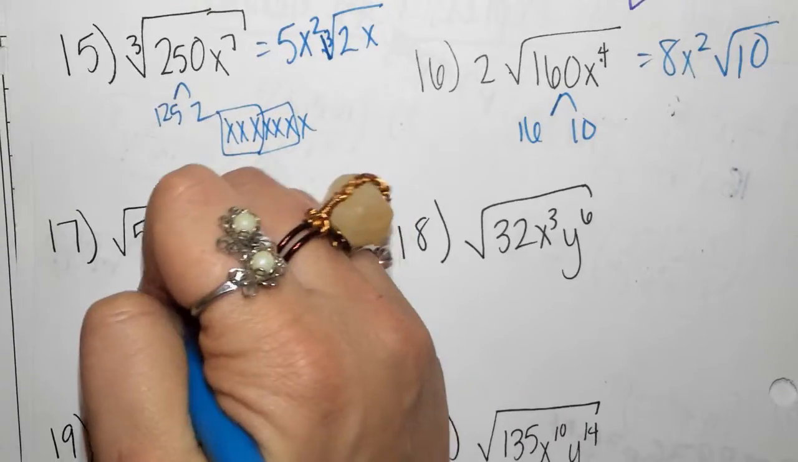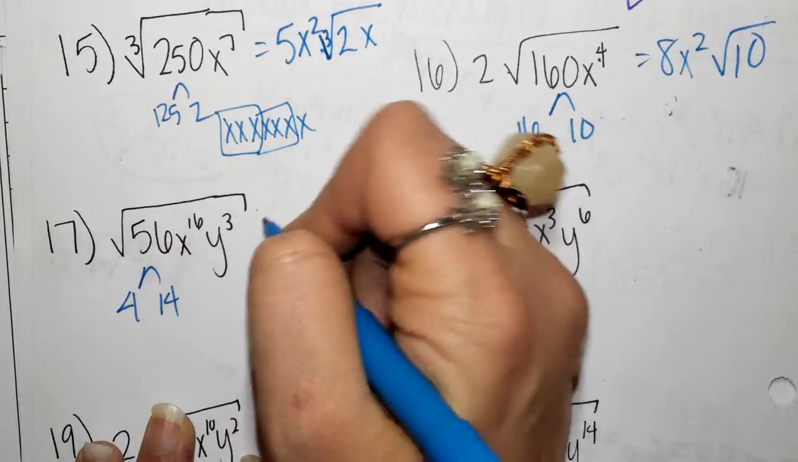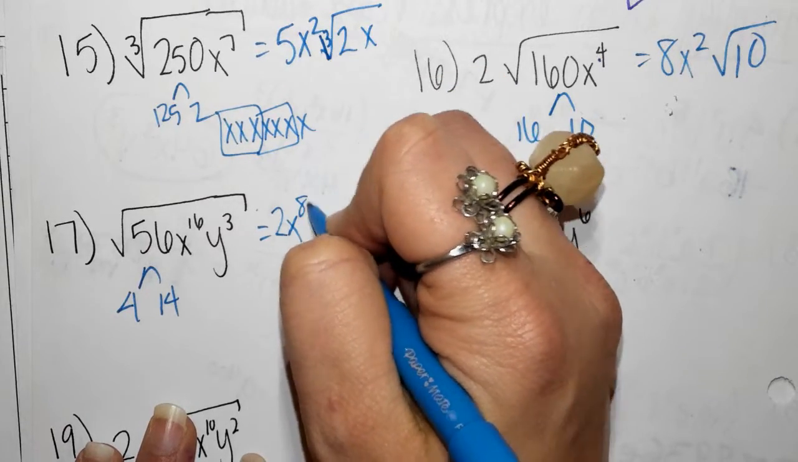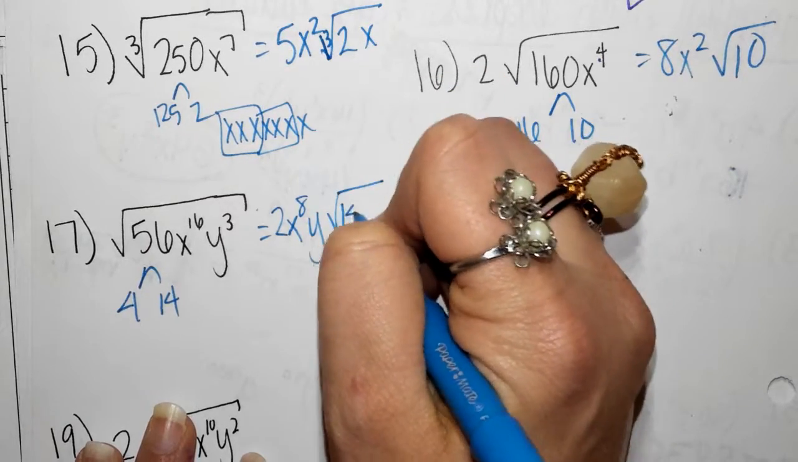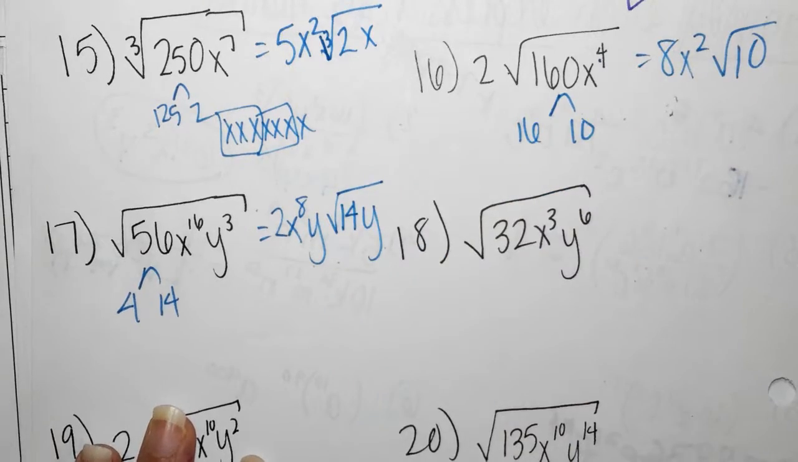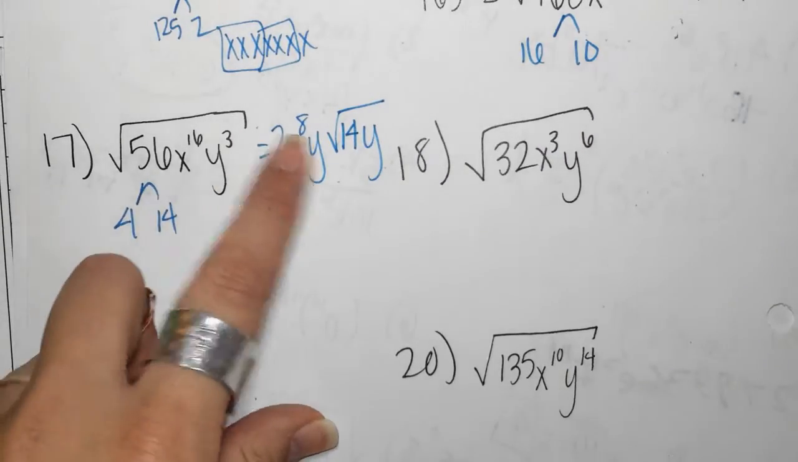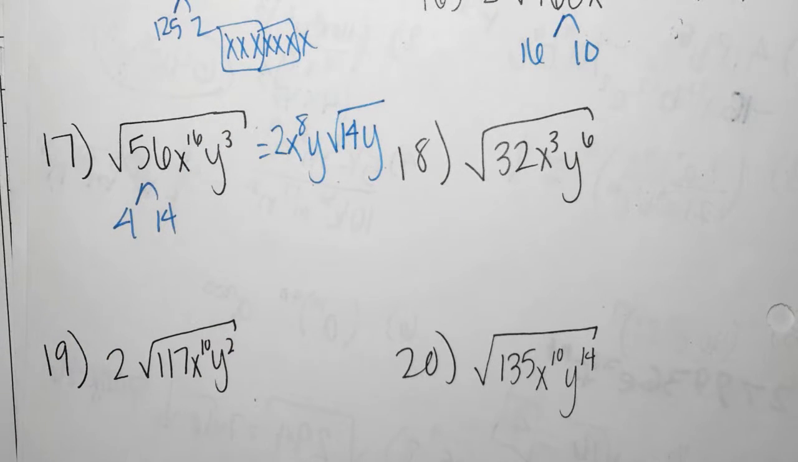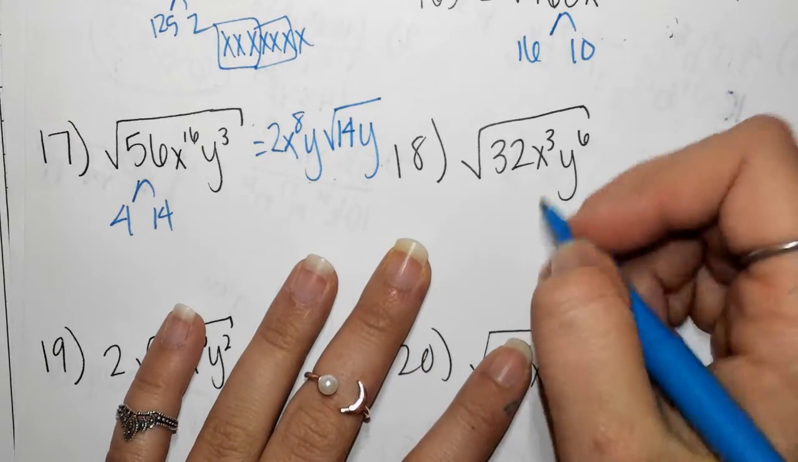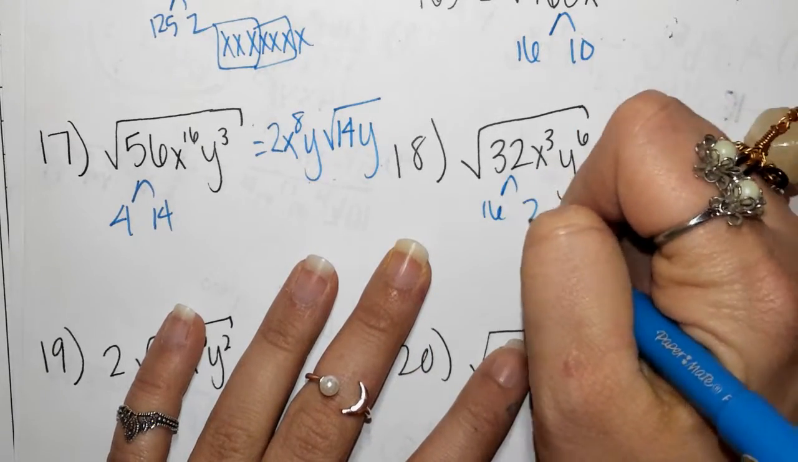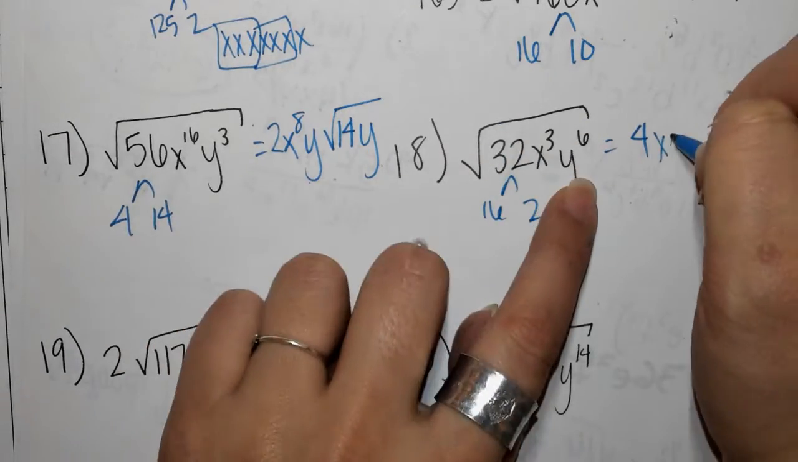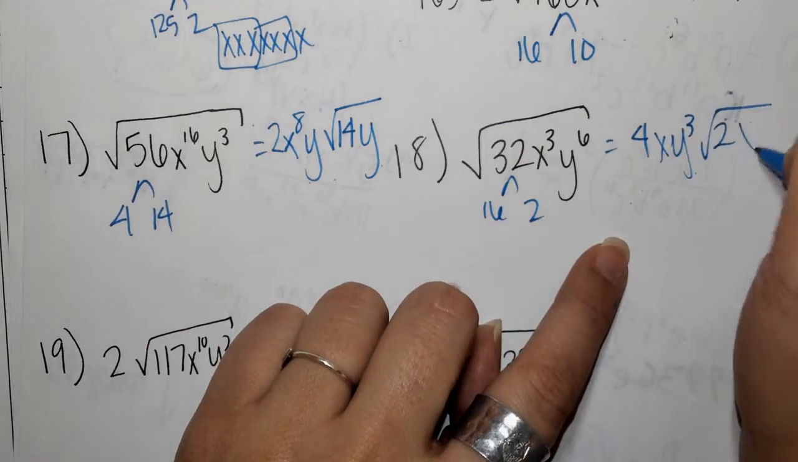Alright, 17 is 4 and 14. So that would be 2x to the 8th y, square root of 14y, because 2 goes into 16 8 times, 2 goes into 3 once with 1 left over. Alright, 18 is 16 and 2. Square root of 16 is 4. 2 goes into 3 once, 2 goes into 6 3 times with 1 left over.